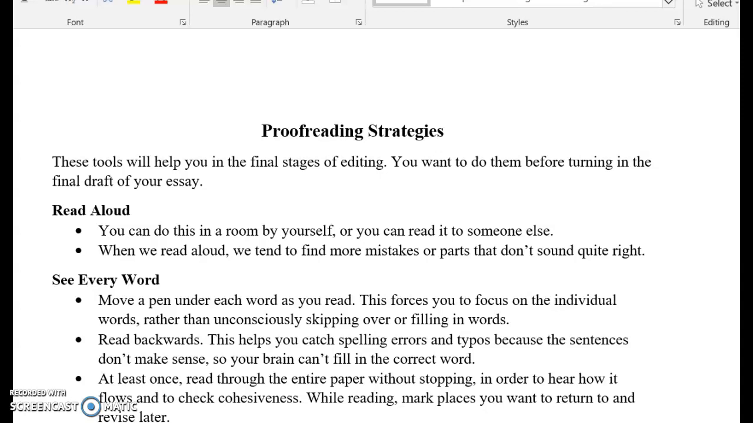Today we're going to talk about proofreading strategies. These are tools that will help you in the final stages of editing, and they're important not only for the paper that you're turning in coming up, but any paper for any class that you'll be turning in the future.